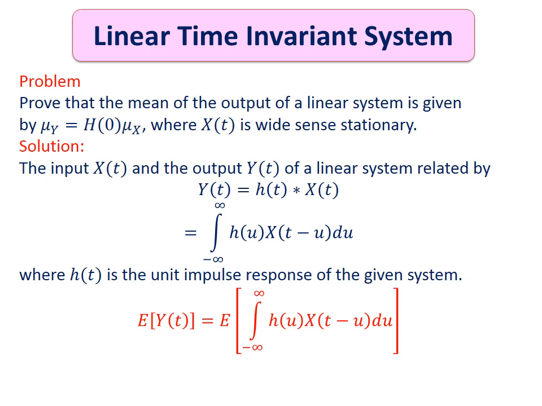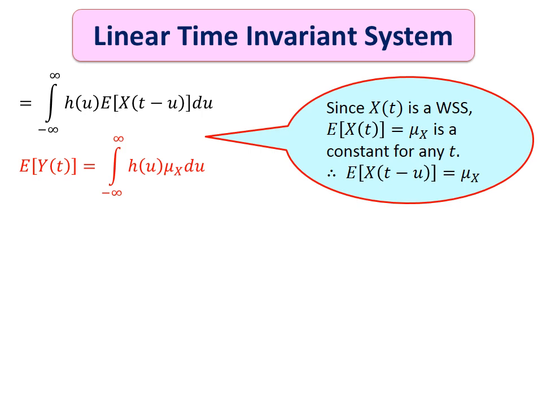Here the impulse response is h of t. So we just apply the expected value on both sides. So E of y of t is nothing but expected value of negative limit to positive limit h of u x of t minus u into du. So expected value will not affect this unit impulse response. So expected is applied only to the process x. So E can be taken inside. So it leads to E of x of t minus u.